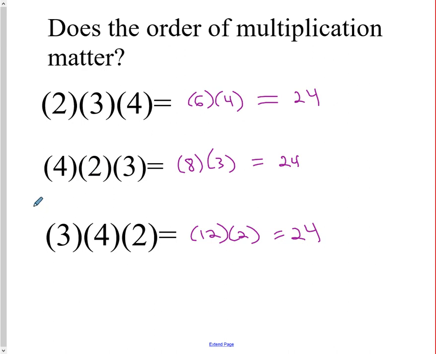4 times 2 is 8 times 3 is 24. Right? Maybe you like that better. Or maybe you like to end by multiplying by 2 because doubling is easy for you. So 3 times 4 is 12. Double that, times 2, gives you 24. So any of these is equal. They all are the same thing.